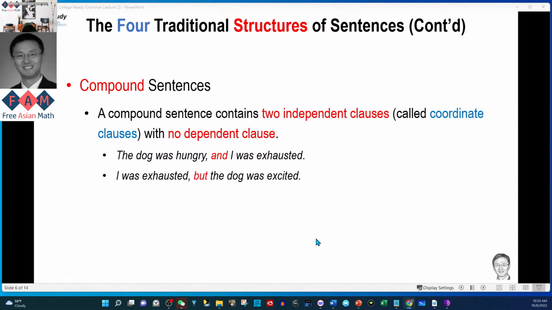For example, "I was exhausted, but the dog was excited." So here, almost the same, but we use a different conjunction to signal the contrast. So I was exhausted, but the dog apparently not. It was excited. Okay, we will see more conjunctions for building the compound sentence.